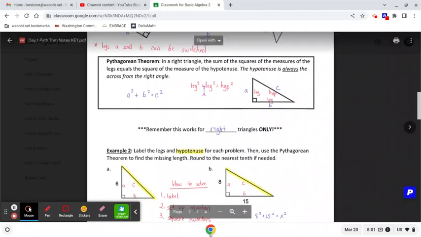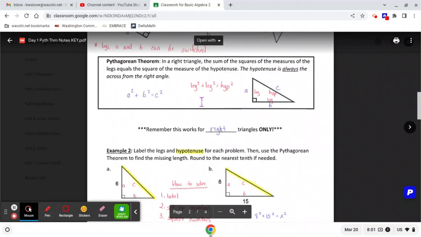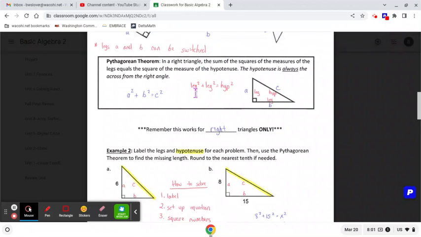In a right triangle, the sum of the squares of the measures of the legs equals the square of the measure of the hypotenuse. Hypotenuse is always across from the right angle. So what I said is right here. A squared plus B squared equals C squared. You just practiced A and B are legs and C is your hypotenuse. That's what this is saying right here. In other words, leg squared plus leg squared equals hypotenuse squared.